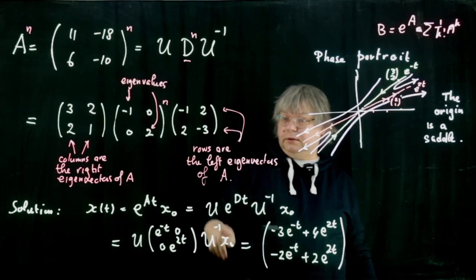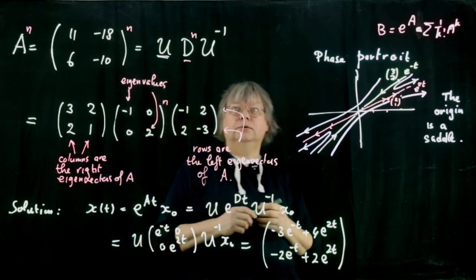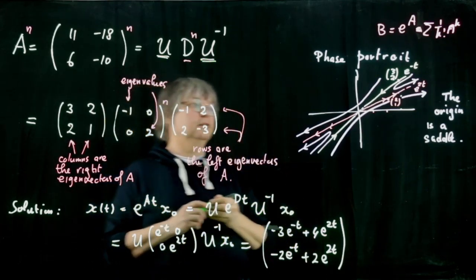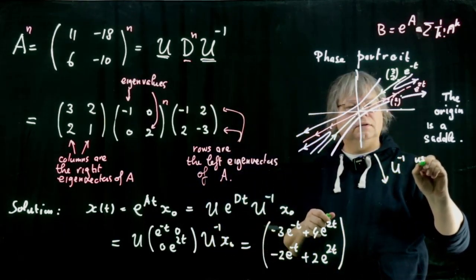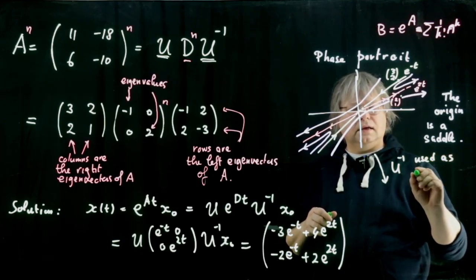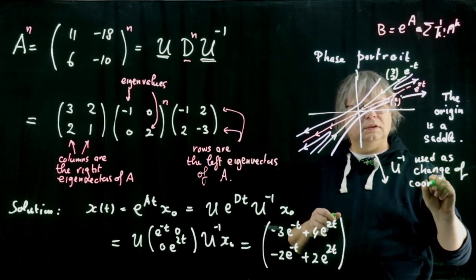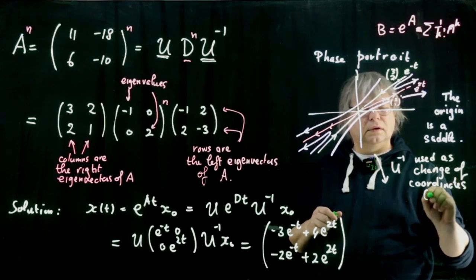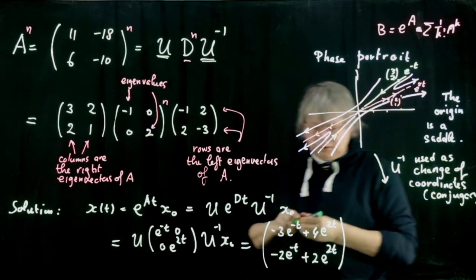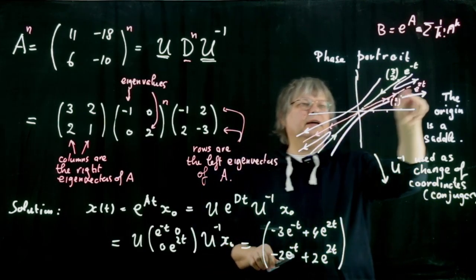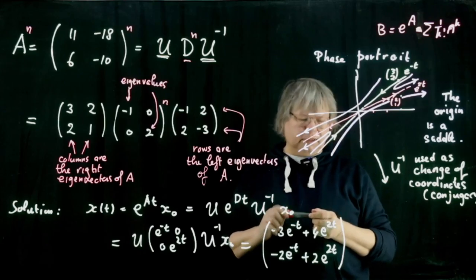Something more about this matrix U, or actually more like the matrix U inverse: I can use that as a change of coordinates, also called conjugacy, because what it does is take these eigenvectors, let's say the red one, and map it back to the coordinate axis.